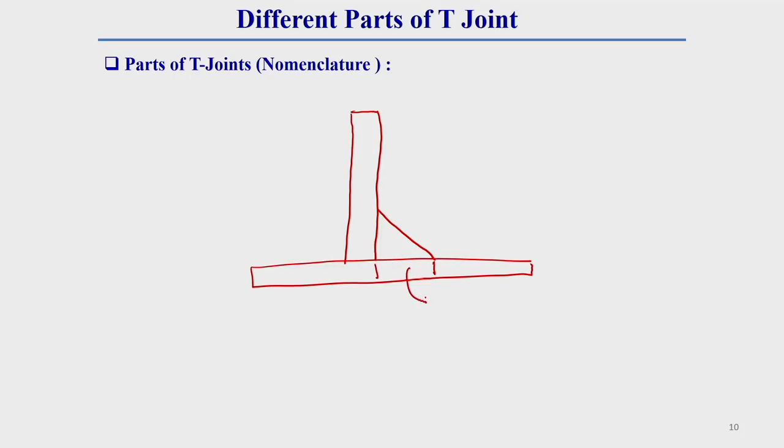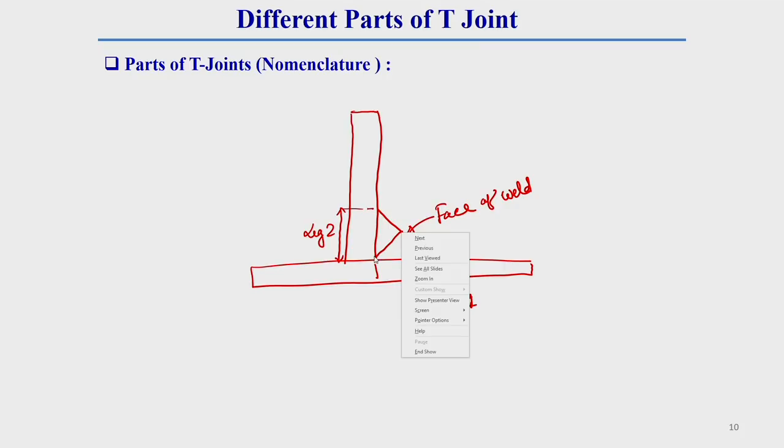from here to here, this is called leg one, from here to here, this is called leg two. This face of the weld is called face of weld. The perpendicular distance from this face to the corner of this joint, from here to here, is generally called throat thickness.